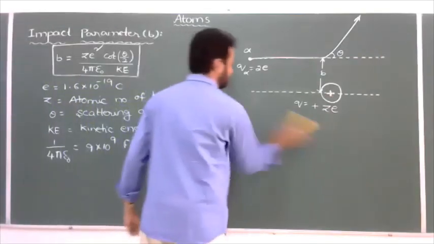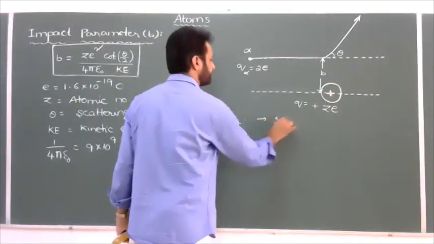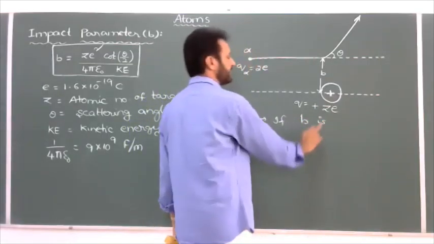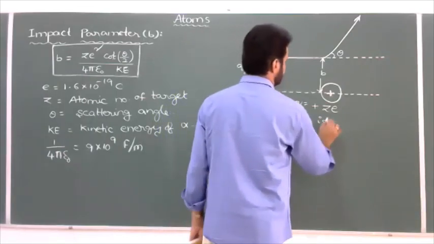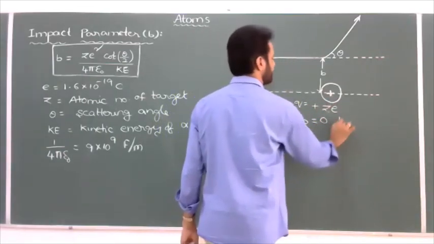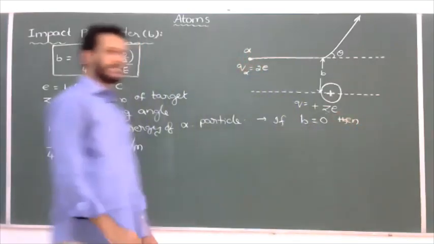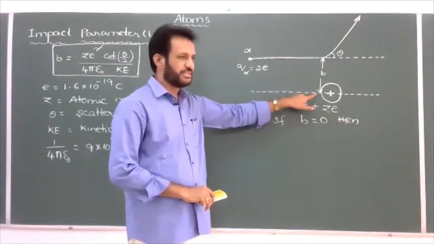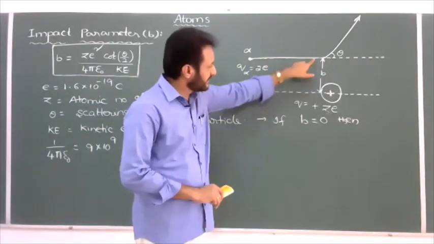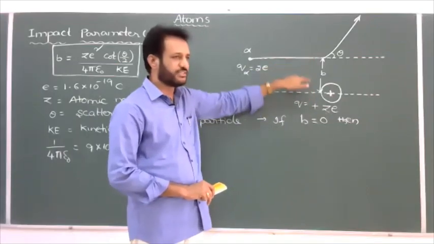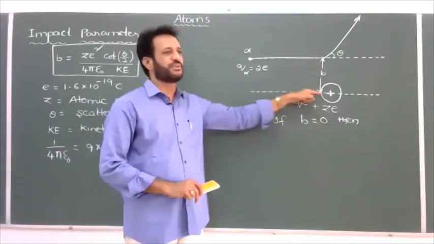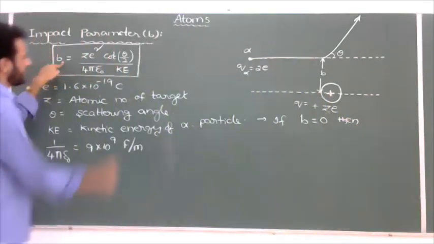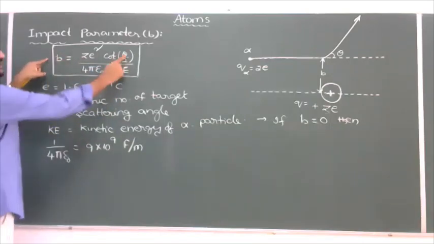So that's why I am choosing this. If the impact parameter B is equal to 0, observe carefully, the distance from the center of the nucleus to where the alpha particle is moving is 0. So this distance 0 means the particle is moving exactly towards the nucleus. So in the above formula, with impact parameter B equal to 0, taking all the values to the left side, cot theta by 2 will be 0 only.